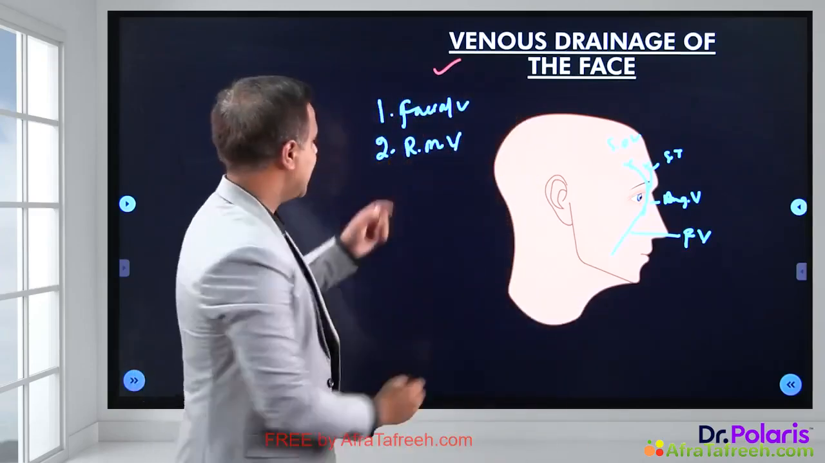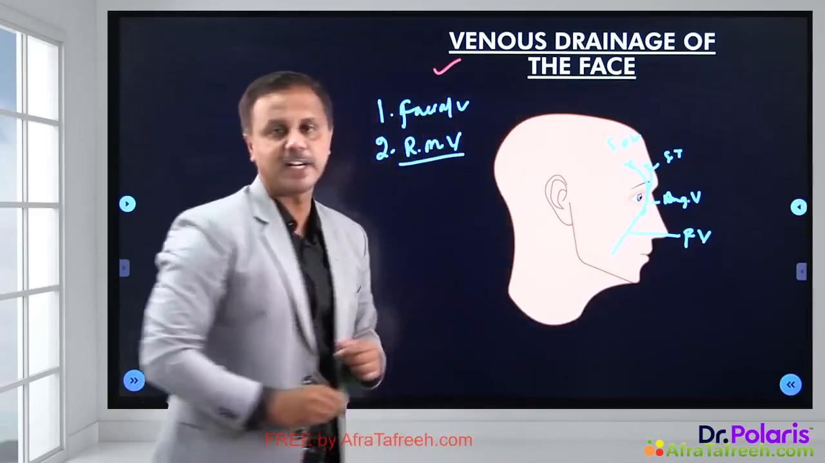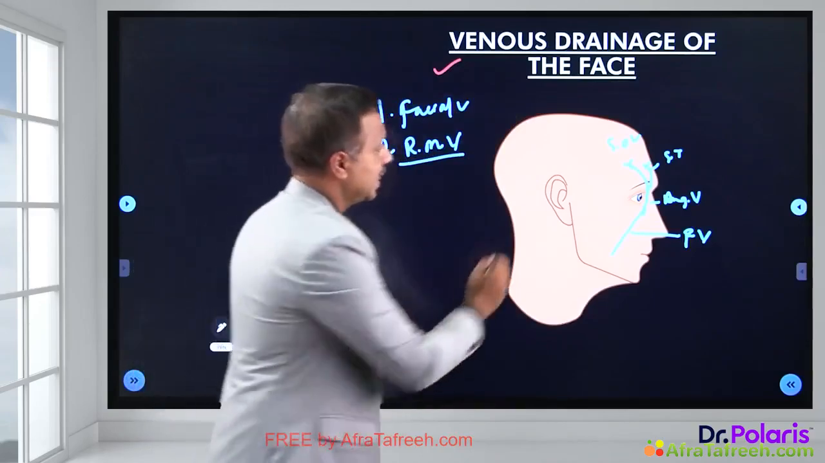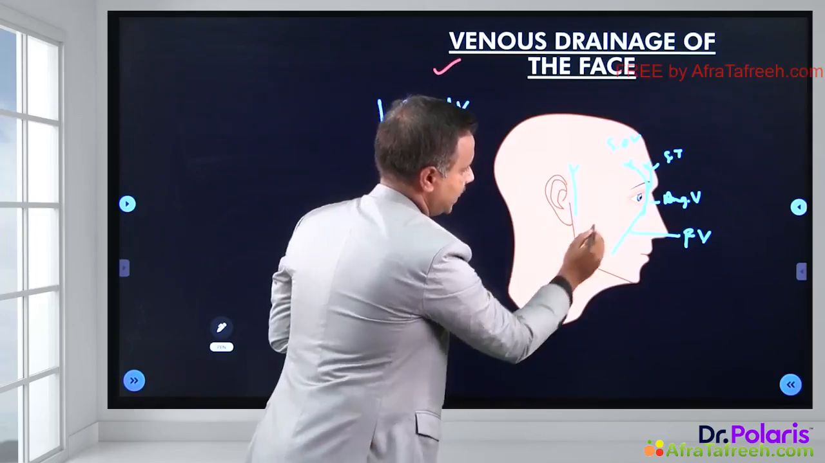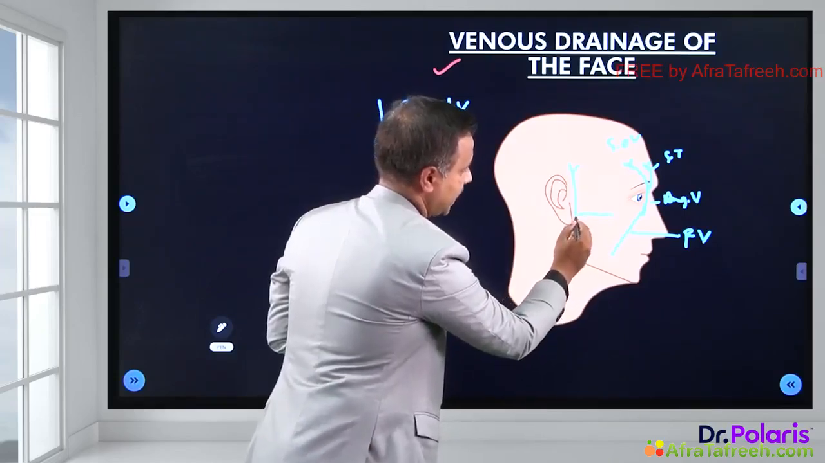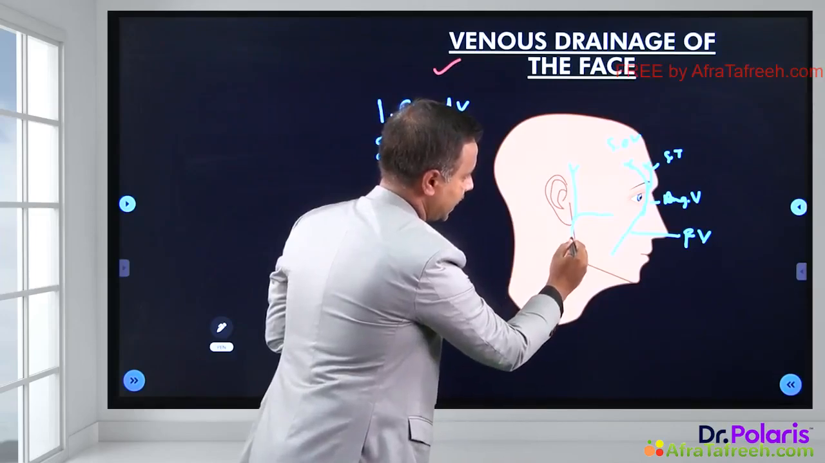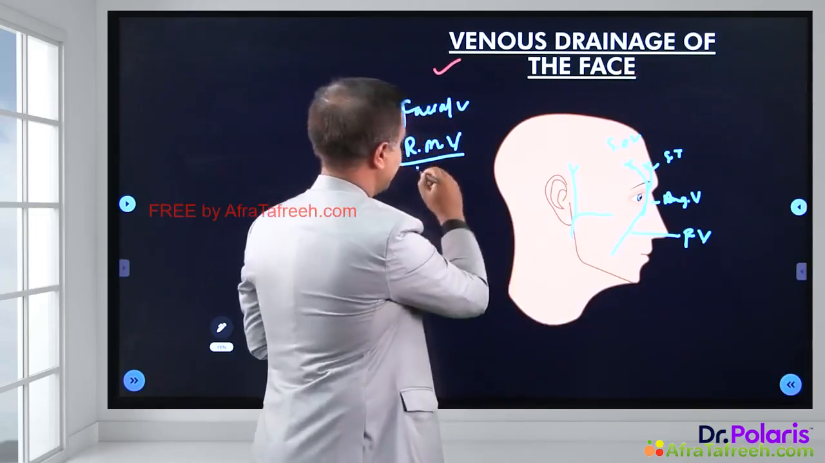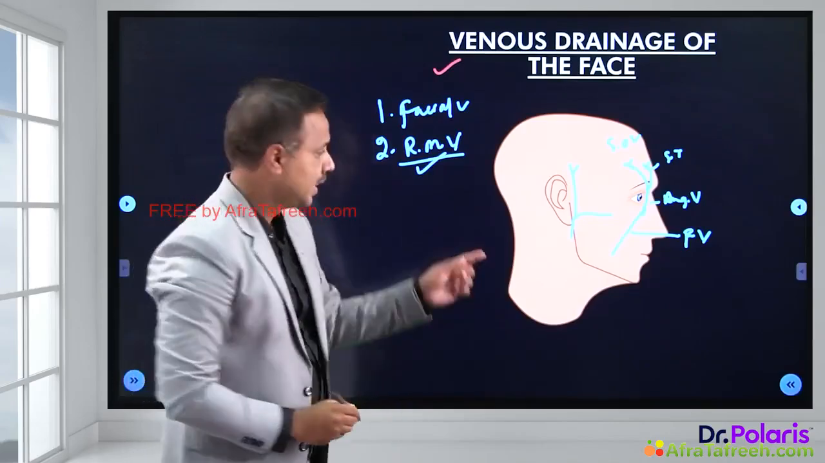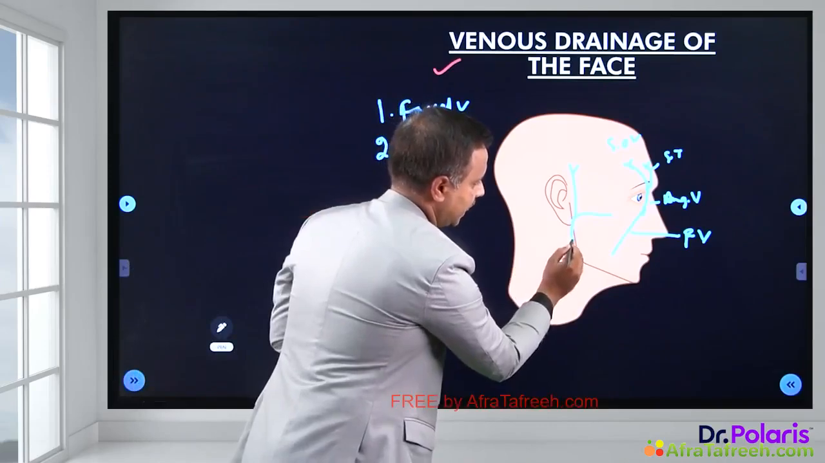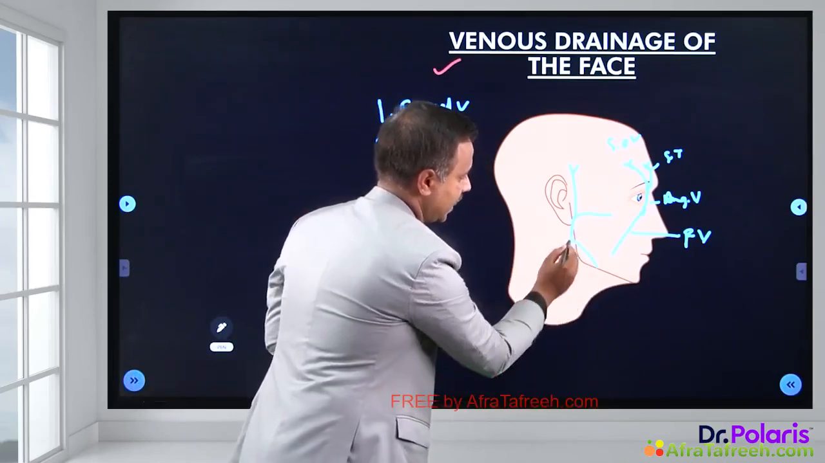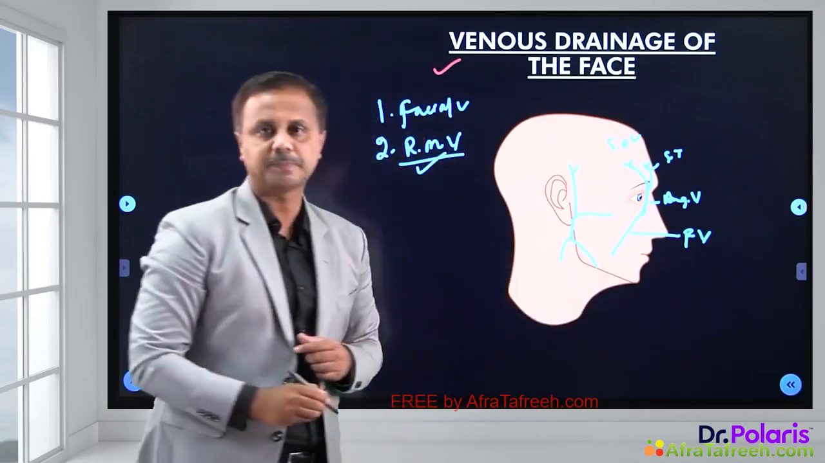Then the other important vein that I said is the retromandibular vein. We have the superficial temporal vein. Then we have the maxillary vein, which will unite behind the mandible, forming the retromandibular vein. The retromandibular vein, after some course, divides into an anterior division and a posterior division.